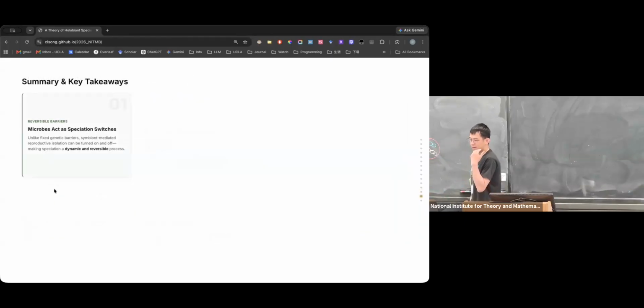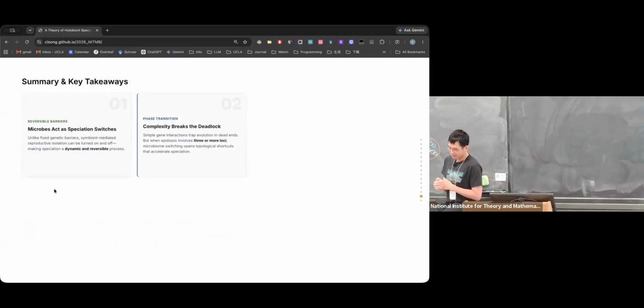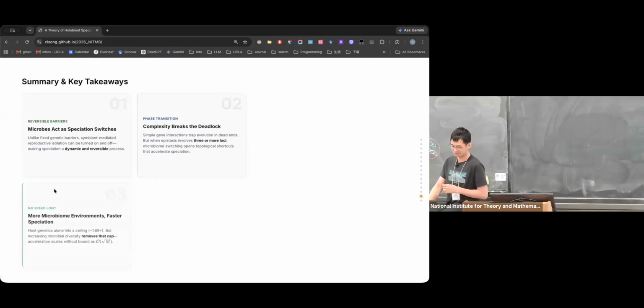So to wrap up, I refine the idea that speciation is not only hardwired to the genomes. The microbiome plays a strong role in determining many of these speciation factors, and it can make speciation even reversible in some cases. Second, under simple genetic architecture, we can prove that microbiome switching always decelerates speciation. But with increasing genetic complexity, it can most of the time accelerate this process.